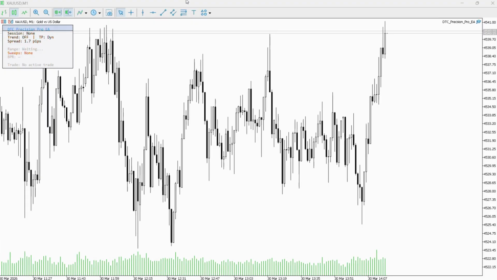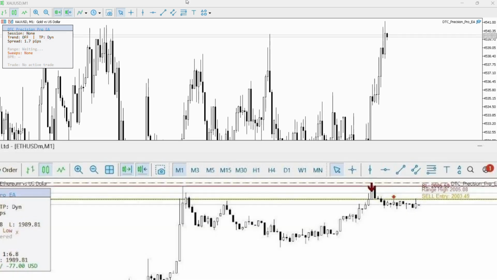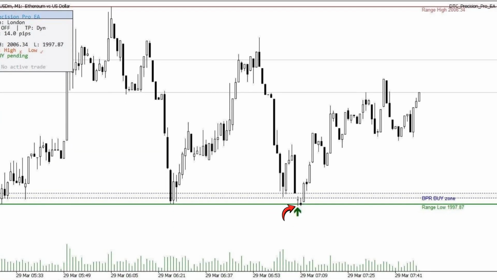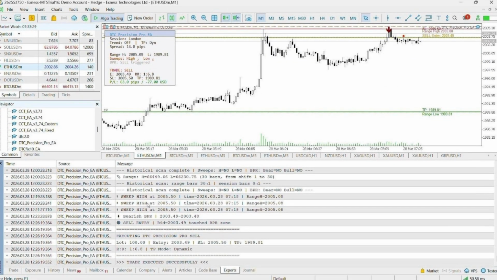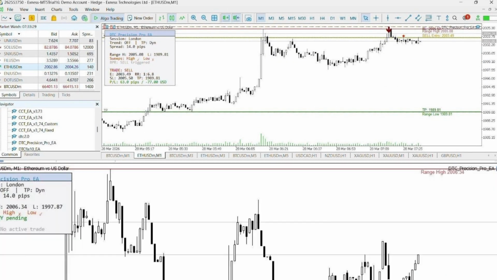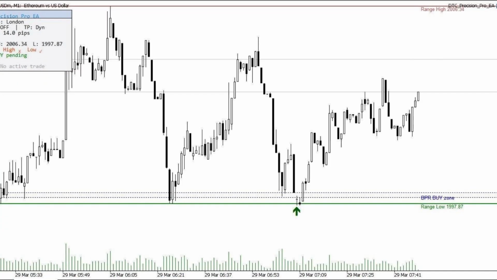Once the session is active, the bot watches for price to break above the range high or below the range low. When this happens, it means liquidity has been swept. Stop losses have been taken out. The bot marks this with an arrow on the chart and updates the panel. Now here's the key part. If the high was swept, the bot looks for a sell setup. If the low was swept, it looks for a buy setup. This is classic ICT, liquidity grab followed by reversal.